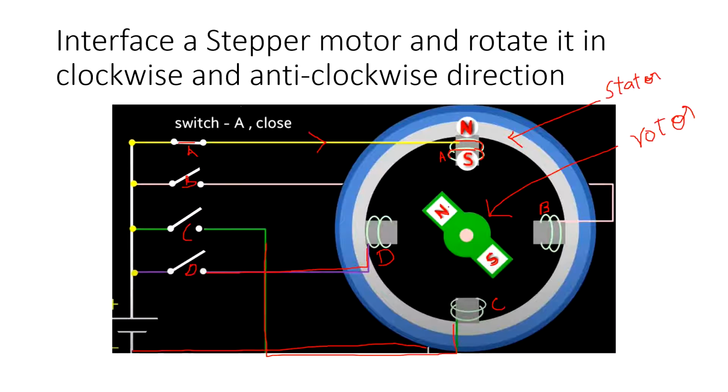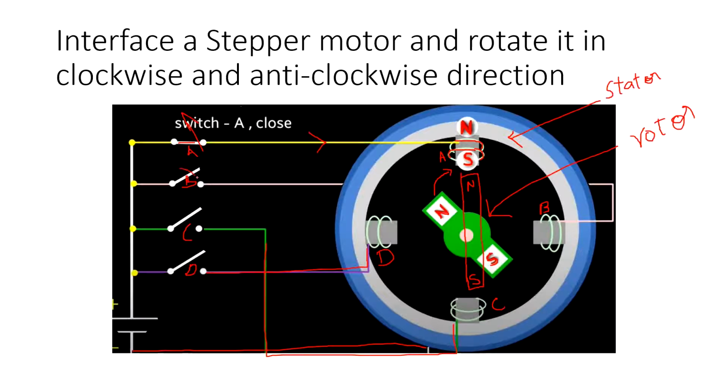So when this happens, the rotor's north pole gets attracted by the south pole. Hence the rotor becomes oriented in this direction. Now this becomes the north pole and this becomes the south pole. Correct?